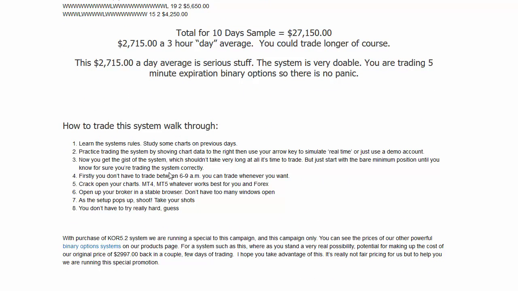And we even have some interesting tips here. How to trade this system walkthrough. This probably should be put on all the pages just because it's good info. Learn the system rules. Study some charts on previous days. Practice trading the system by shoving the chart data to the right. Then use your arrow key to simulate real time, or just use the demo account. It's better to practice historically by putting up your chart and shoving it to the right and using your right arrow key. And just practice reacting correctly. React.